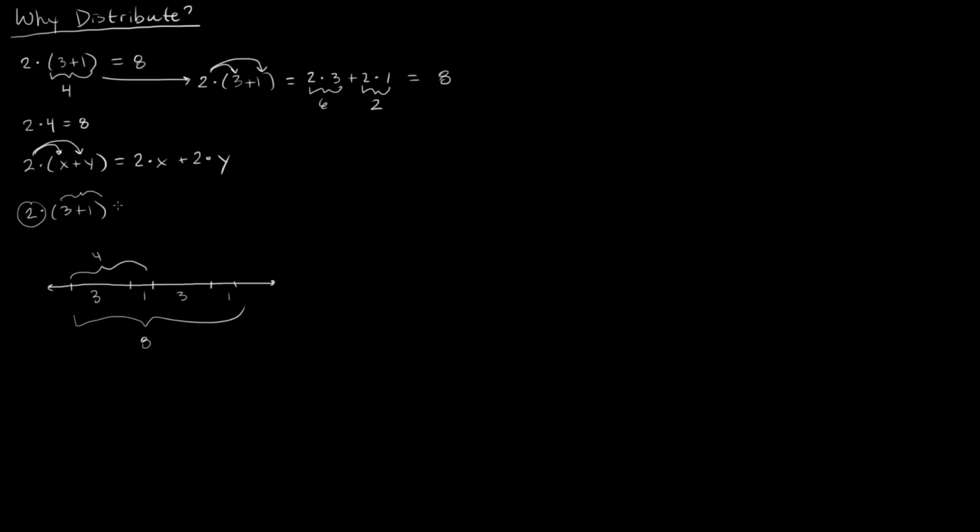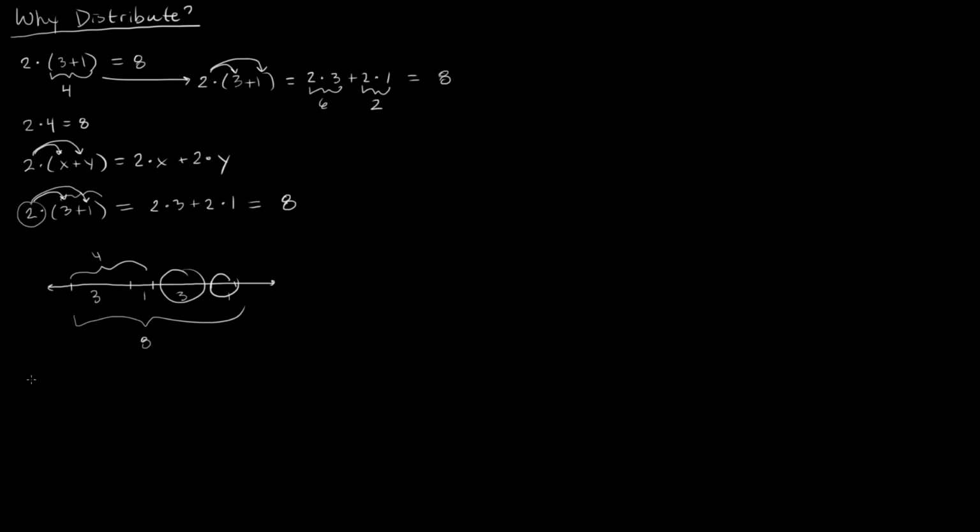So if we distribute, that is exactly what's happening on this line. We're just mimicking what's happening here. So if we distribute this, 2 times 3 and then 2 times 1, so here we get 8. And 2 times 3 is what's happening here. We're just doubling 3. And then 2 times 1 is what's happening here. We're just doubling 1.